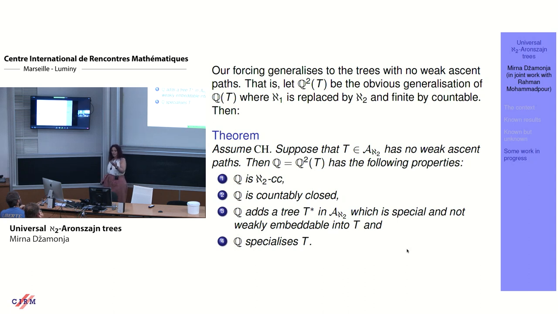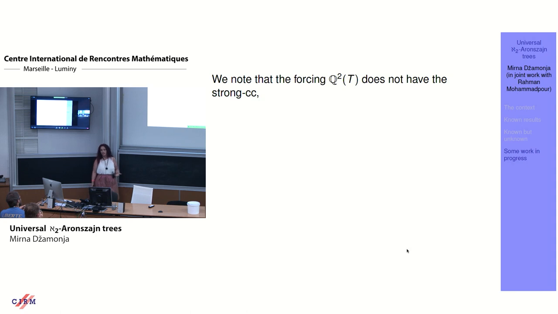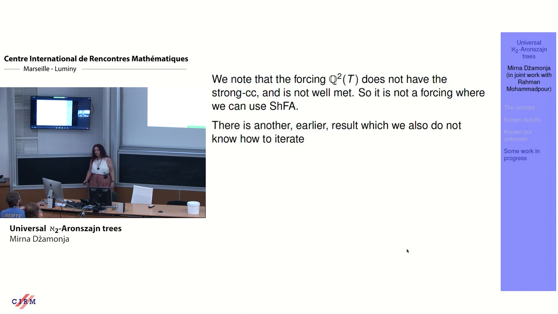But we cannot iterate this with the forcing axioms, because the forcing doesn't have the strong Aleph 2 CC. The BMR lemma doesn't give you many compatible conditions, only two. And also, it's not well met. So it's not a forcing where we can use the Shelah axiom.